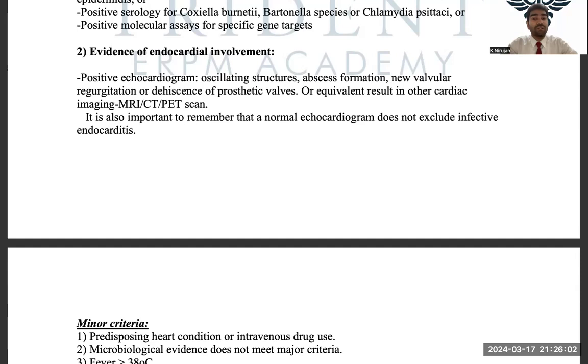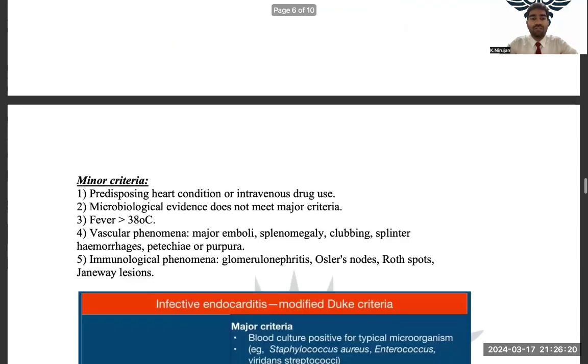And it's important that a normal echo doesn't exclude infective endocarditis. What you do if you suspect endocarditis and the echo is normal, as you would have seen in the ward setting, is ask for a TOE, transesophageal echocardiogram, because it's more sensitive. Transthoracic has a sensitivity of about 70, but transesophageal has more than 90.